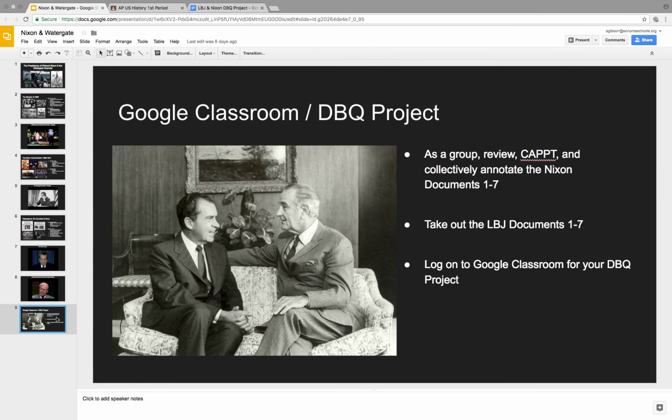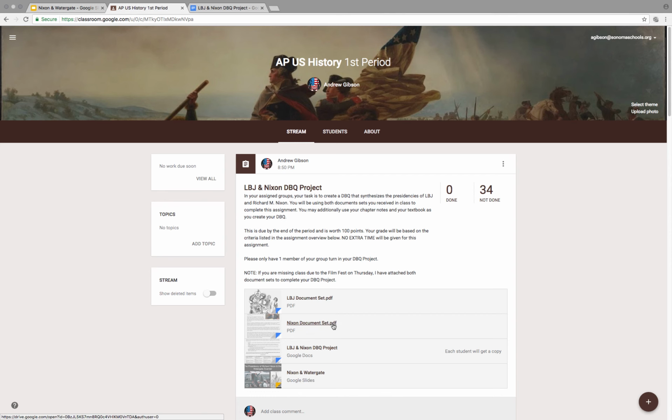And then what you're going to do is take out the documents that we started to look at the very beginning of last week on LBJ and Nixon. Mr. Mellinger has extra copies of these, but I have also given you digital copies on the Google Classroom assignment. There's the LBJ set, there's the Nixon set. If you have it, go ahead and take those out. If you don't, that's okay.